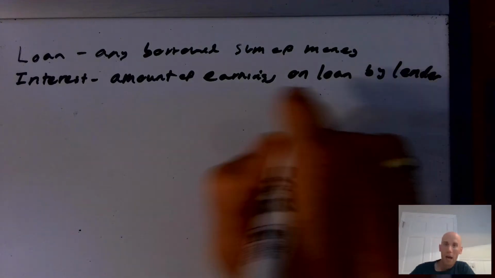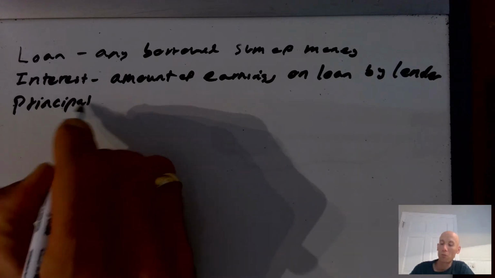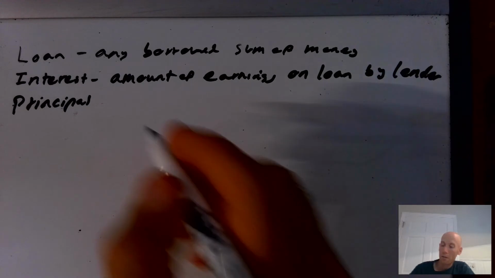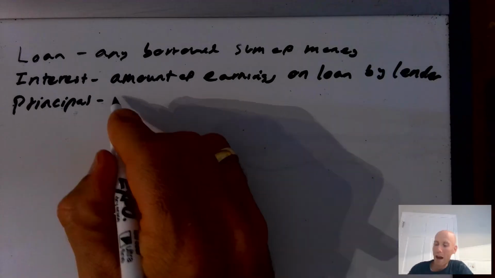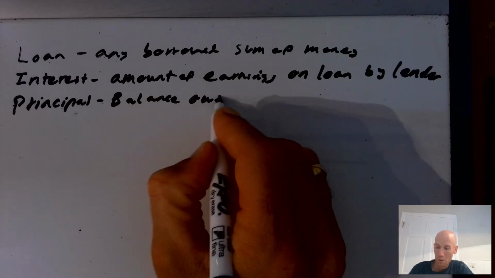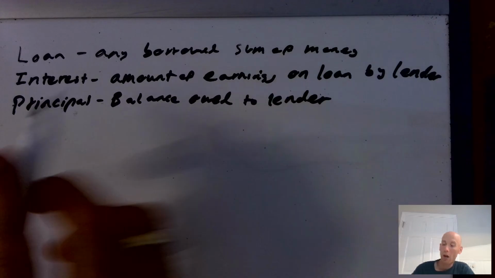And one more thing that we should probably define is the principal. This is something you probably heard being thrown around quite a lot. The principal is basically the balance of what is owed at any one moment. It's like a snapshot of what the loan is.